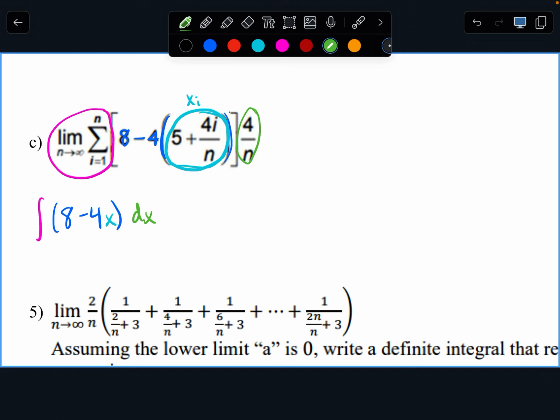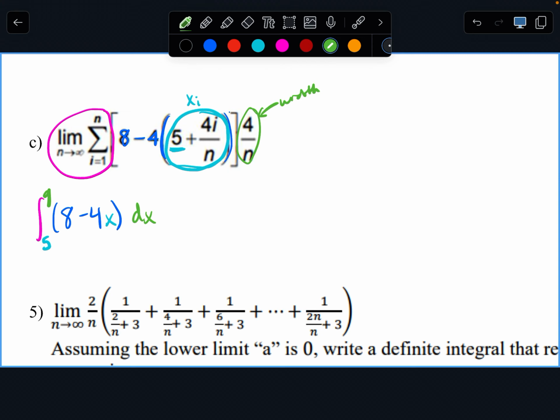Okay. So the biggest thing is figuring out where you're going to start and then what your bounds are. So if that's what your x sub I is, it means that you're going to be starting at 5 and you have a width. This is your width, remember, of 4. So if you're going from 5, then you're going to go up to 9. Because you need a width of 4. Okay.